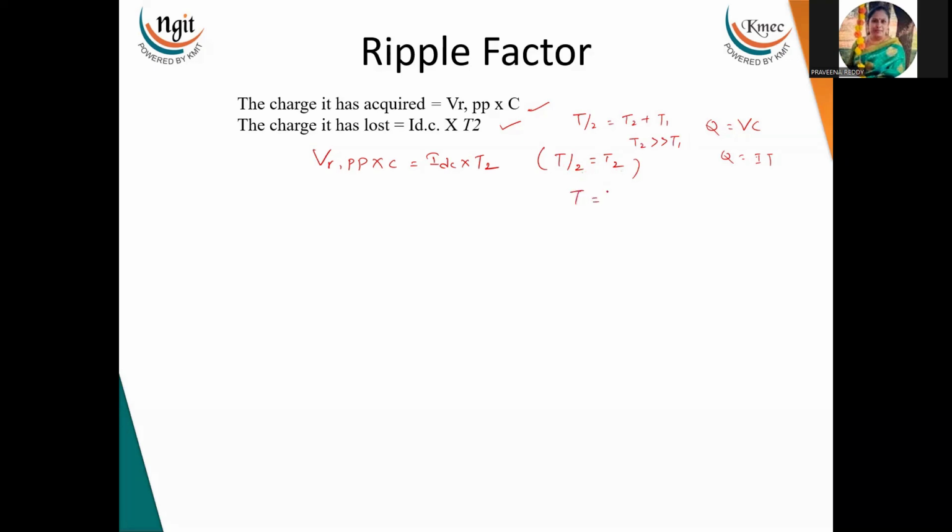Again, what is T? T is the reciprocal of the frequency. So what can we write now? VR peak to peak is equal to, sending C to this side, IDC by C into 2, here I'm writing T. I can also write it in terms of frequency: VR peak to peak is equal to IDC divided by 2FC. Now this is the ripple VR peak to peak.